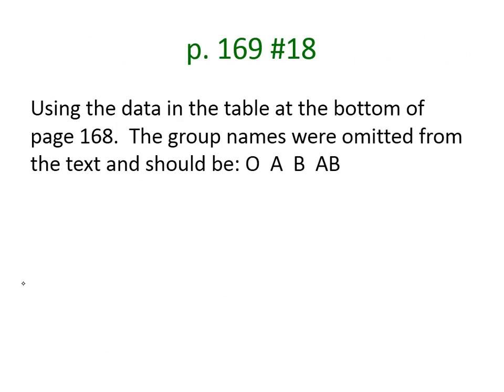So if we look at number 18 on page 169, we need to fix the box at the very bottom. They left out some really important things, which were the different groups. If you have a used textbook, it's probably already been fixed for you. But if not, we need to make sure we have these in. So put your different groups in here: the first one's group O, the second one's group A, then B, and then AB. I will ask you a couple of questions about this problem too, and you need those groups.